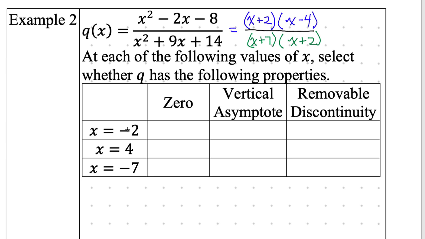X is equal to -2 is a... There it is. X equal to 4 is a... And x equal to -7 is a... There it is. All right. You got them correct. That concludes our notes.